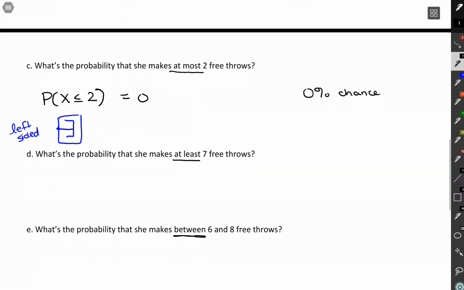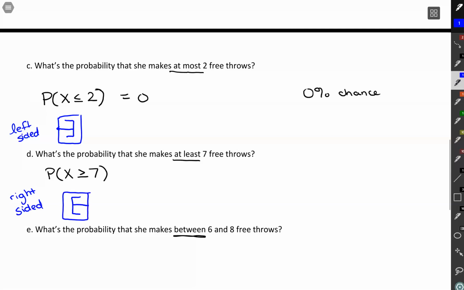With at least, this is where it's giving us our least value, and then we want everything above. So we want everything more than or equal to 7. So with this, 7 is going to be the cutoff, and then we want everything to the right. So this will be a right-sided calculation. So the button you'd want to use stops on this left-hand side and then contains everything to the right. So let's go to GeoGebra.